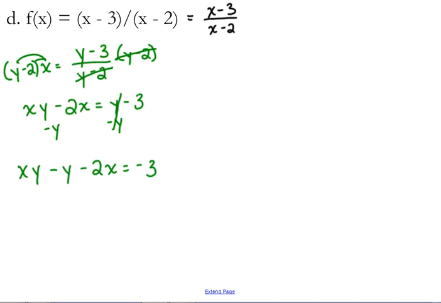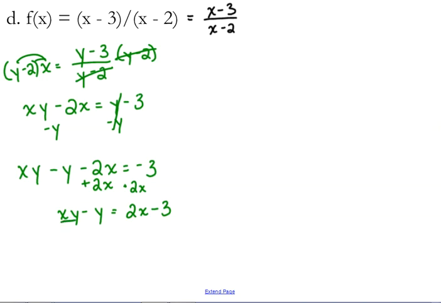I said that I need just y on that side, so I'm going to move that 2x. It was negative, so I'm going to add it. So we have xy minus y is equal to 2x minus 3. We're almost there. I know it doesn't quite look like it, but we're almost there. All right, we're trying to get y by itself. We have two of them that we can't put together.